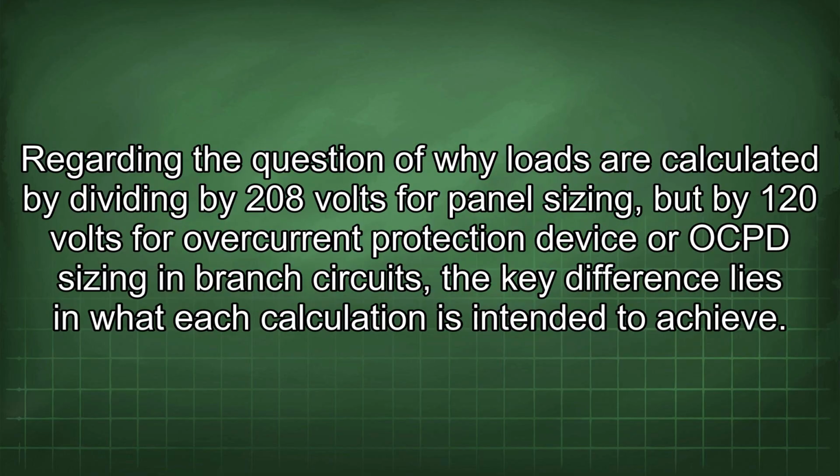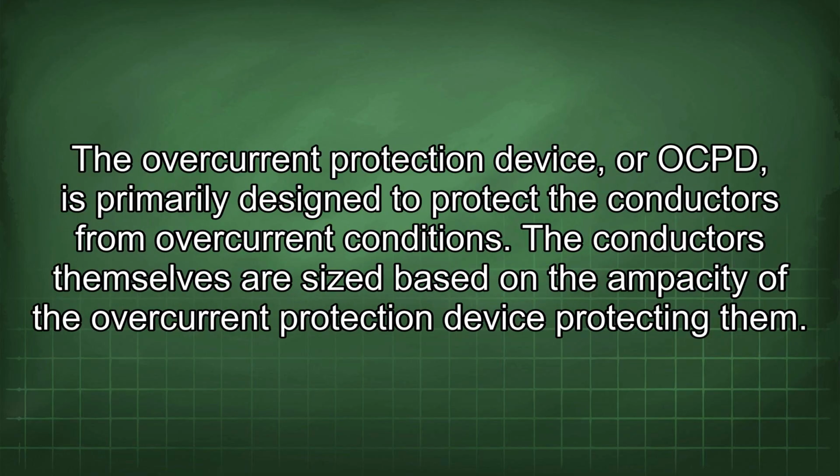Regarding the question of why loads are calculated by dividing by 208 volts for panel sizing, but by 120 volts for overcurrent protection device, or OCPD, sizing in branch circuits, the key difference lies in what each calculation is intended to achieve. The OCPD is primarily designed to protect the conductors from overcurrent conditions. The conductors themselves are sized based on the ampacity of the overcurrent protection device protecting them.